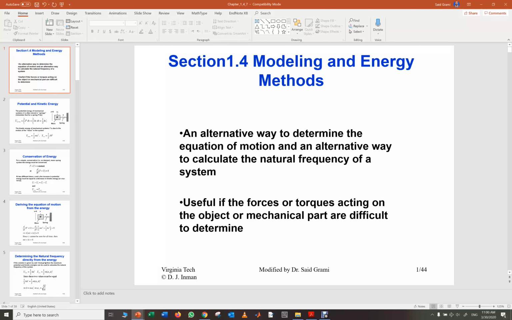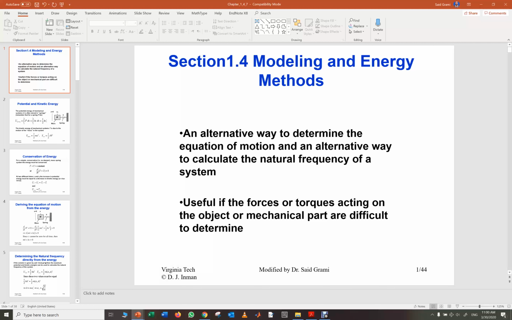Today we are going to see the chapter about modeling and the energy method. We saw how to get the equation of motion of the system using the free body diagram. Today we are going to see another method to find the equation of motion of the system using the energy concept, and how to find the natural frequency for the system.